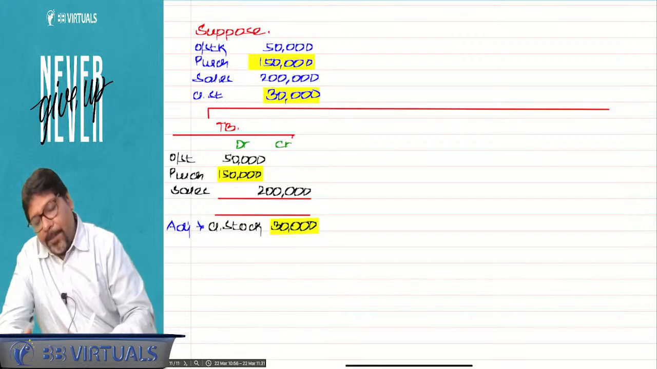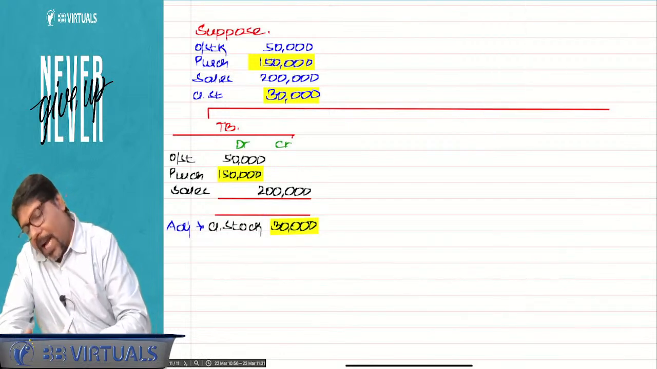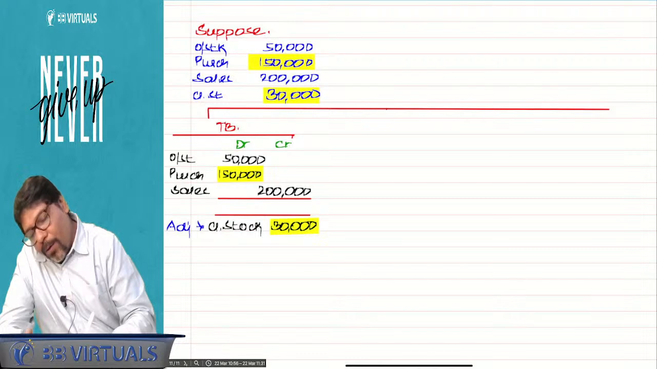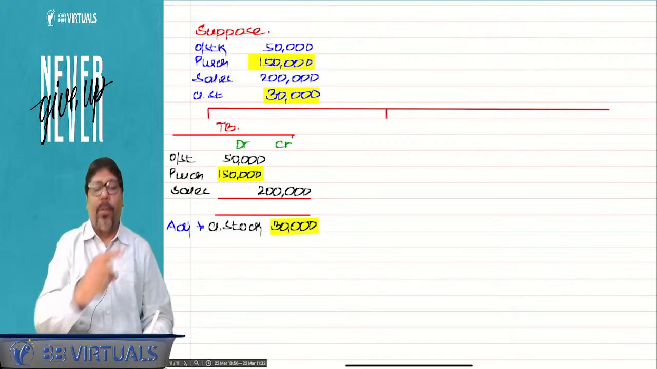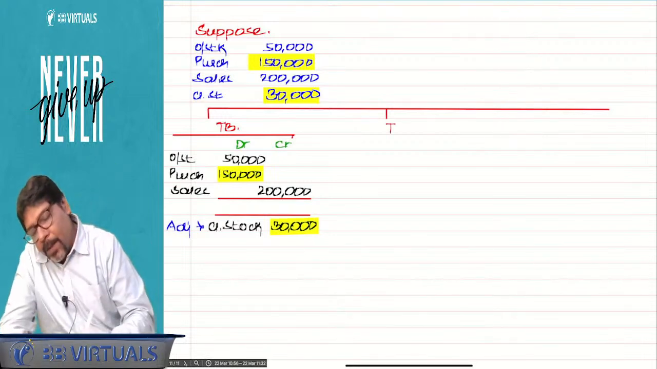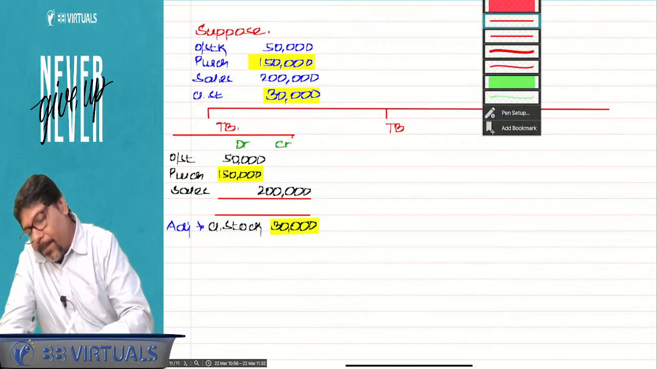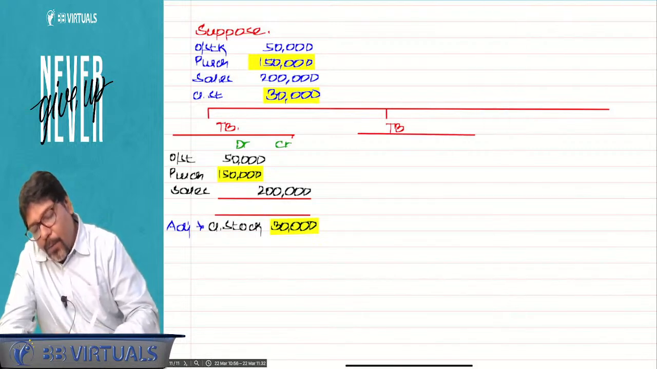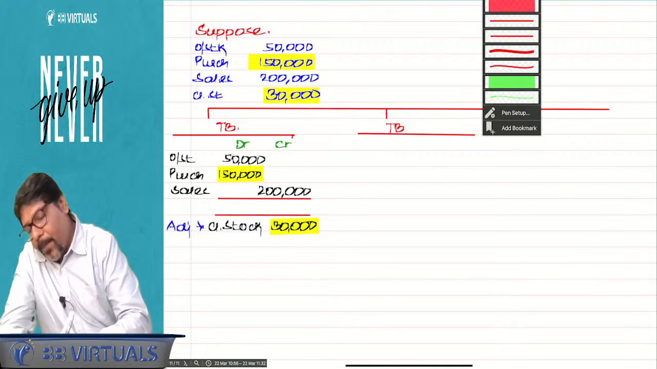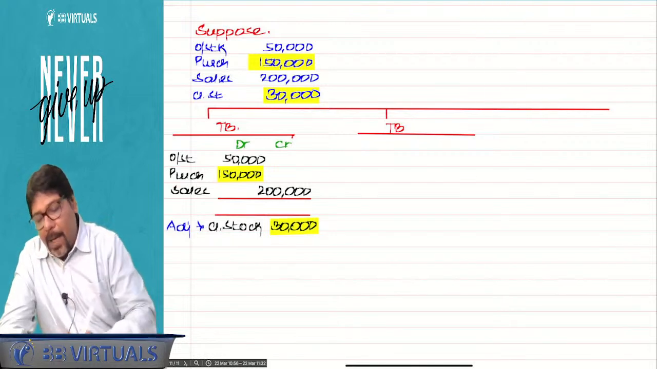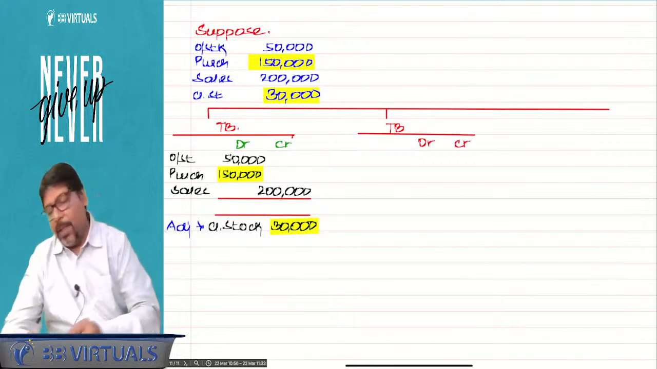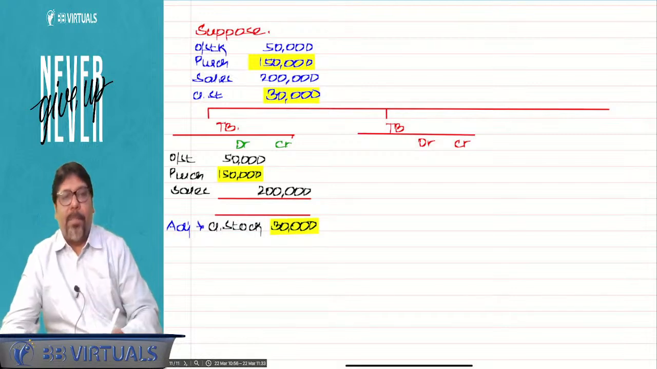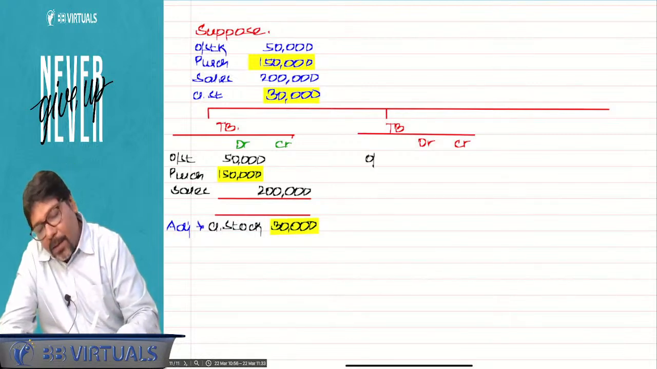Now chartered, but I have decided I want to show closing stock in trial balance. Then what shall I do? Sir, if you want to show closing stock in trial balance, then there is one very simple option. What is the simple option? Sir, subtract 30,000 from purchases. Exactly. Subtract 30,000 from purchase.